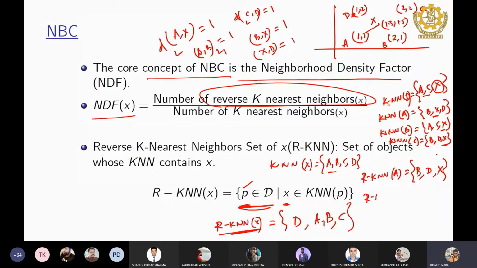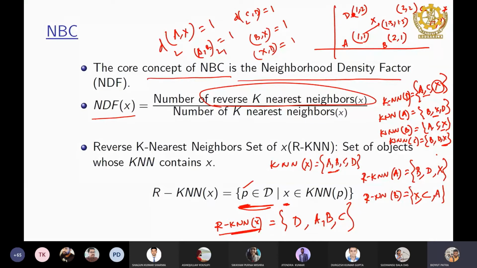So what will be the reverse KNN of the point B? B is appearing here, so obviously X will be there, and B is appearing here, so C, and B is appearing in A. Got it? Let's say you have a point here, far away. Let's say that point is 7, 7. So what will be the reverse KNN? Or first you compute the KNN. What will be the KNN for the point 7, 7?